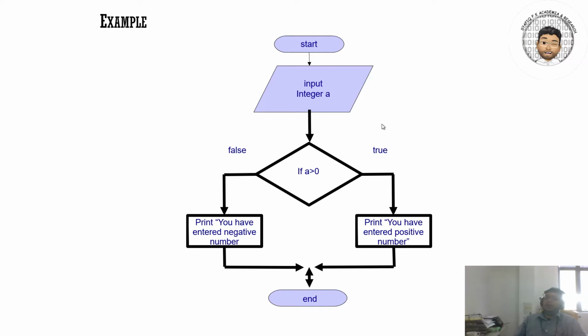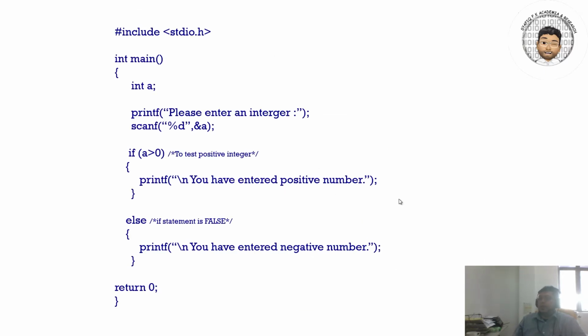Okay, so this is an example of a flowchart. Where you have start, you have the input integer A. If A is more than zero, the true condition is that you have entered a positive number. The false condition is that you have entered a negative number. And then your code will end. So this is your code.